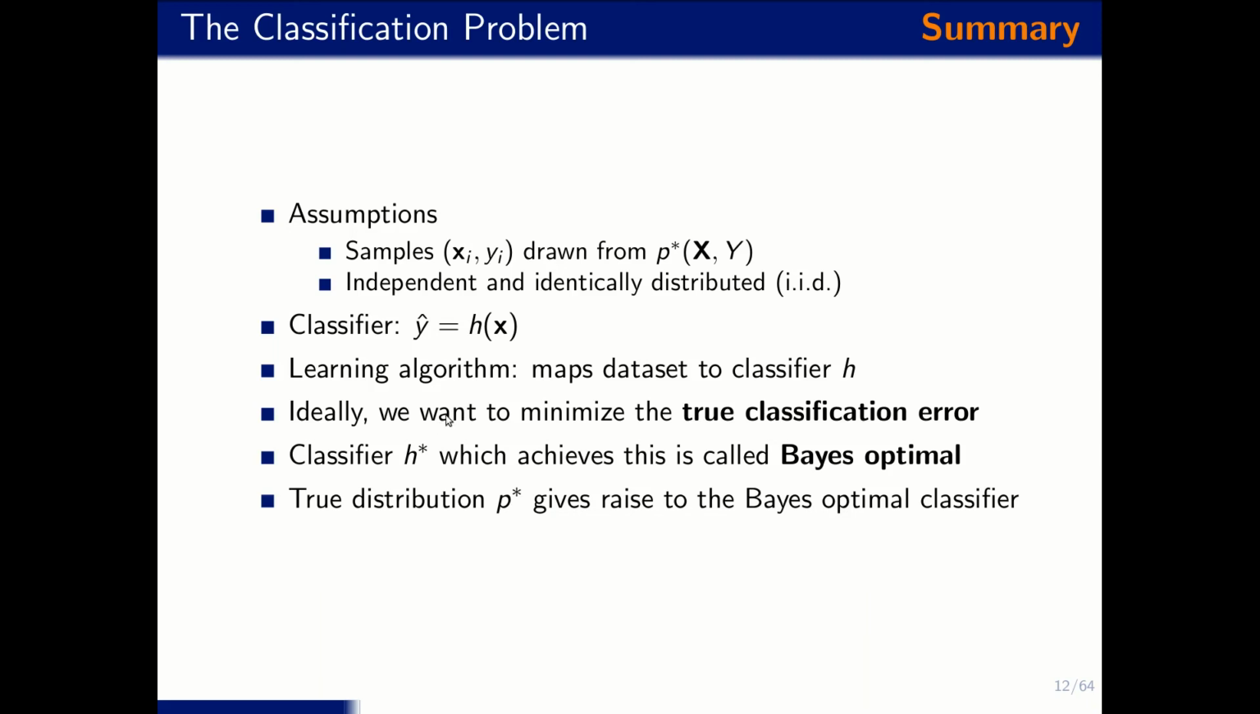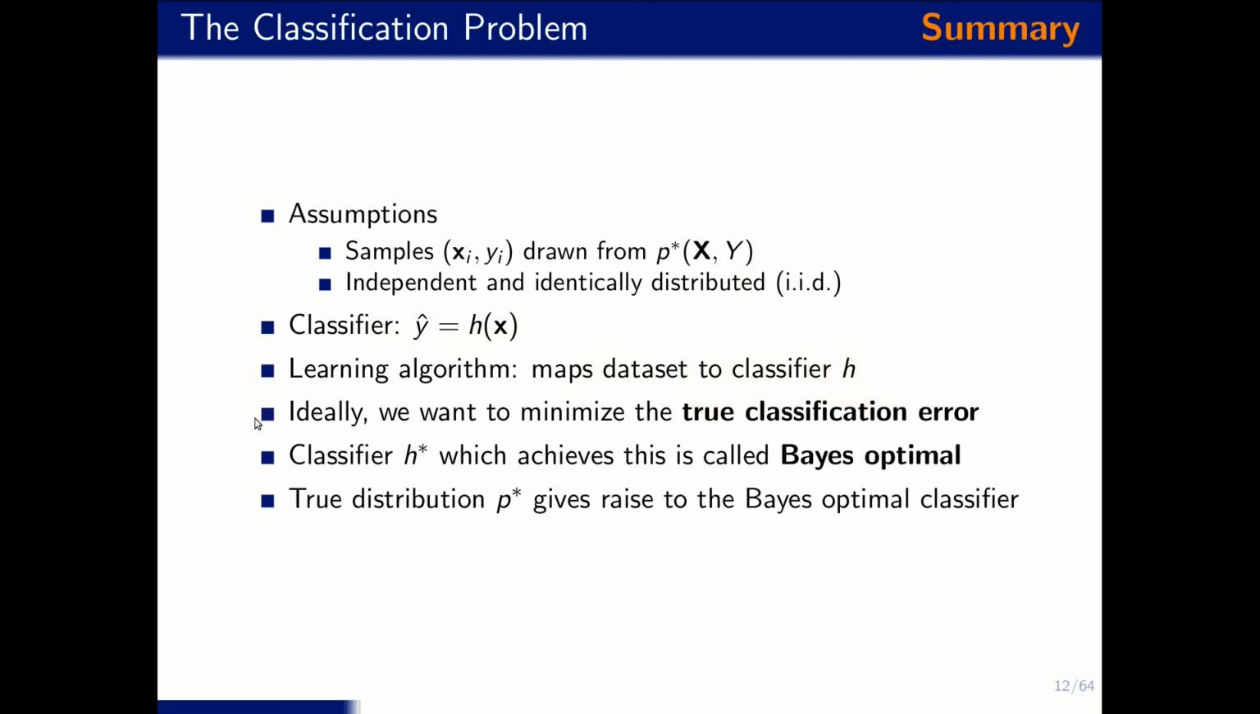So this concludes this first section. We discussed that our training samples are produced from this unknown distribution P star, a joint distribution over features and class label, and a common assumption is the IID assumption, that the samples are produced independently and are identically distributed. We defined what a classifier is: a function from input features to a predicted label. And the learning algorithm is also a kind of function that maps a whole data set, as input, to a classifier, as output.